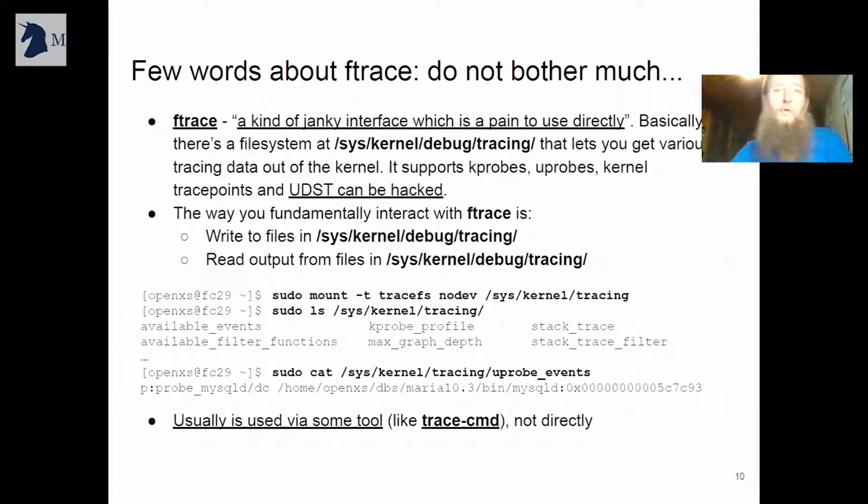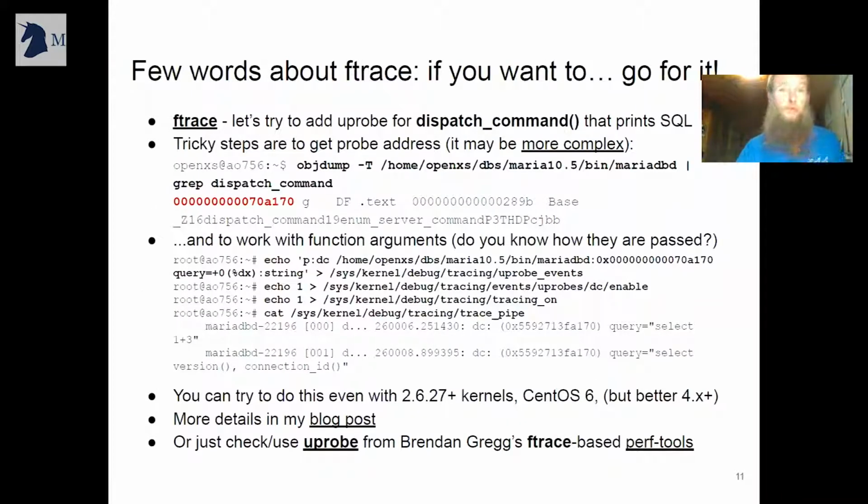So basically, how do you use ftrace directly? You have to mount tracefs. Usually it's mounted on /sys/kernel/tracing, and then you will see a set of files and directories there. When you are adding a user probe, for example, you will see something written to the file called /sys/kernel/tracing/uprobe_events. Rarely you work with this directly, but if you want, you can do that.